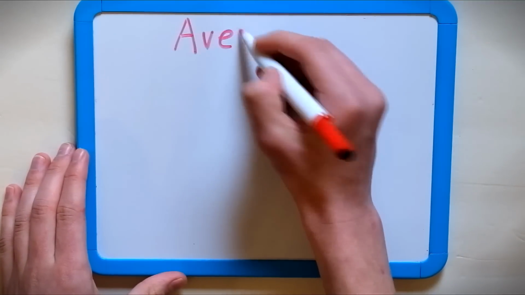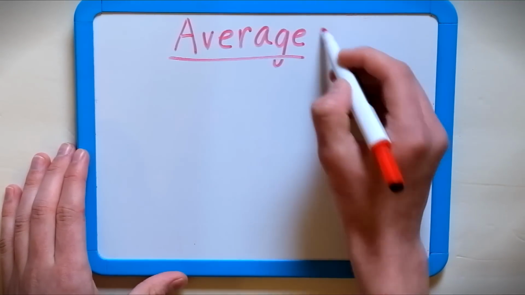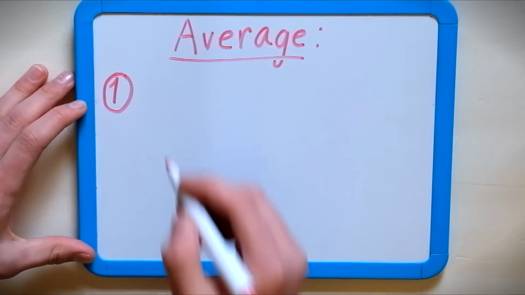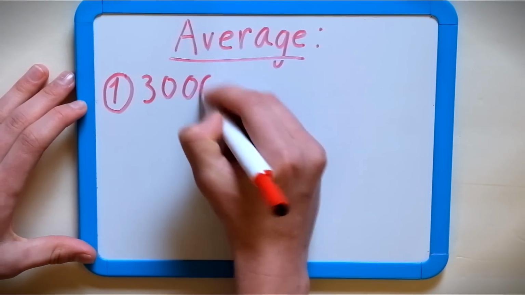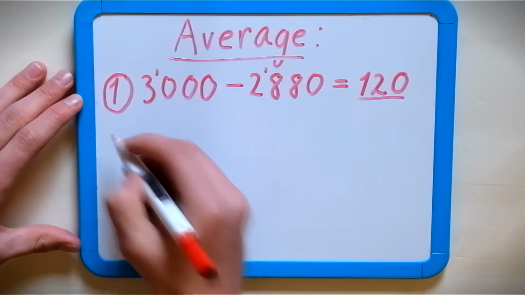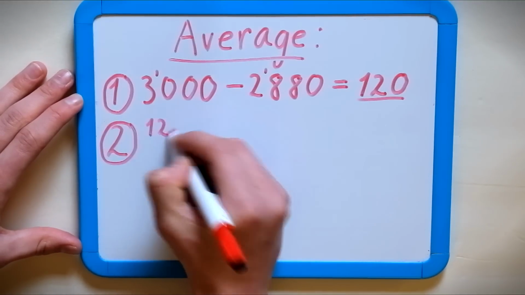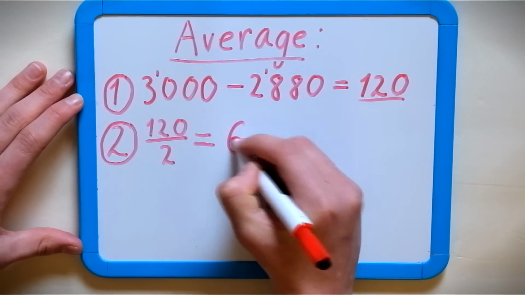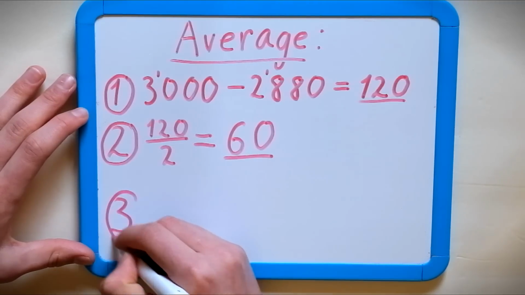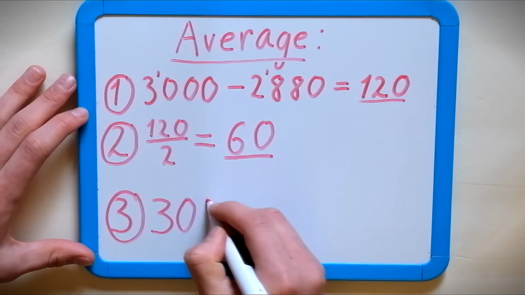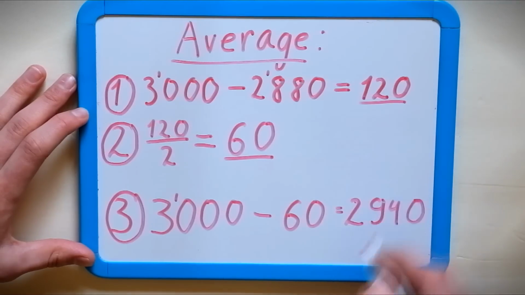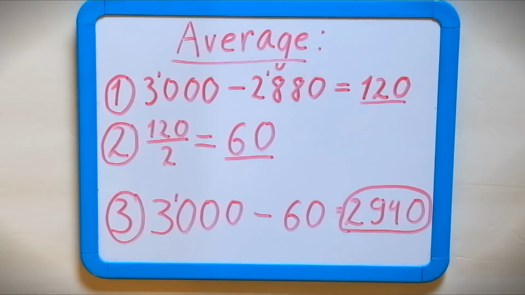I'm going to use my favorite 3-step method that is the best if you're doing this in your head. Step 1, we find the difference between the 2 numbers that we're averaging. That's 3,000 minus 2,880, which is equal to 120. Step 2, we divide 120 by 2, which is equal to 60. In step 3, we subtract the result from step 2 from the bigger of the 2 numbers. So that's 3,000 minus 60, which is equal to 2940. This is the average of the 2 numbers.